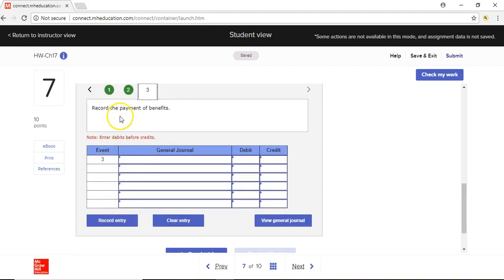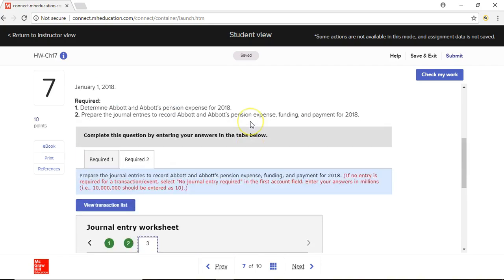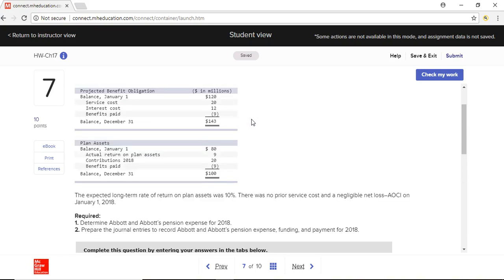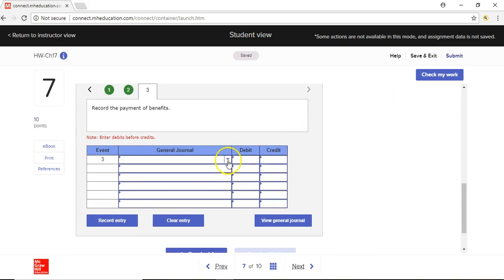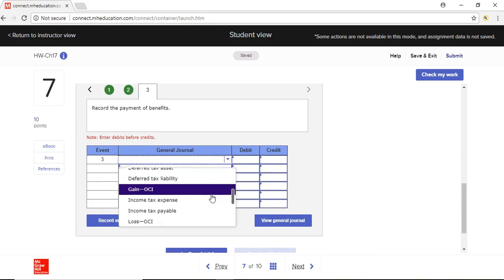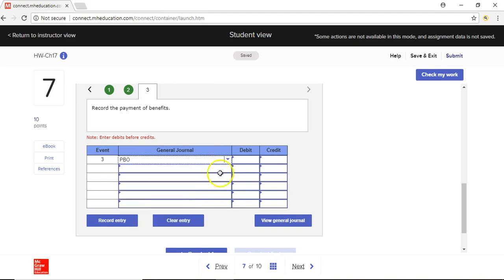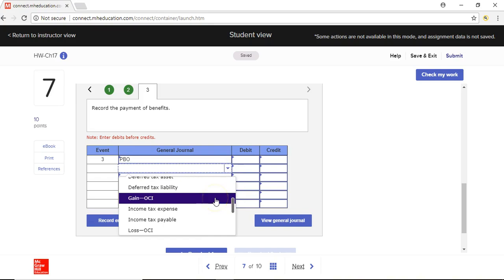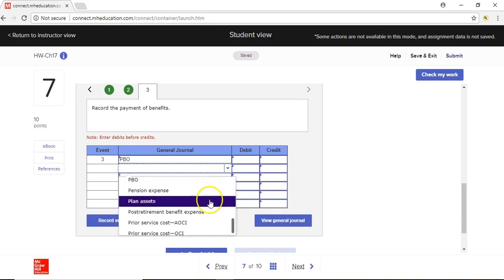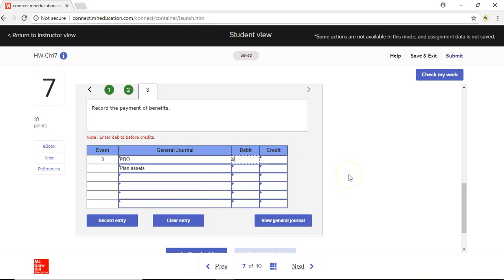The third entry says payments of benefits. So when the employer pays benefits, $9 million to retirees, it decreases PBO as well as plan assets, $9 million. So we decrease the liability on the debit side, so we debit PBO, and we decrease assets on the credit side, so we credit plan assets by $9 million.